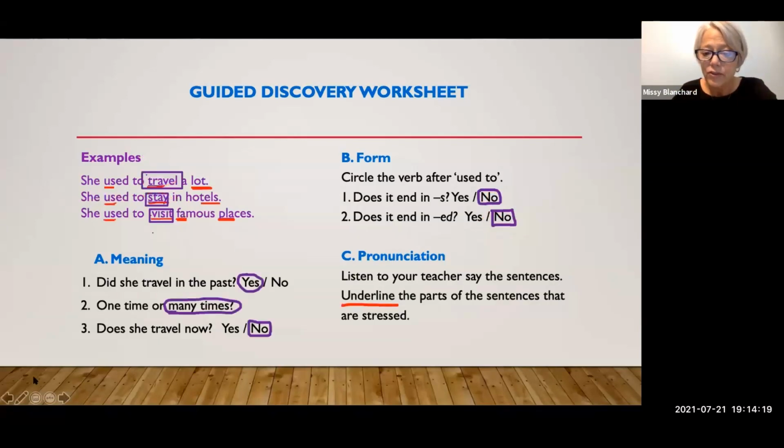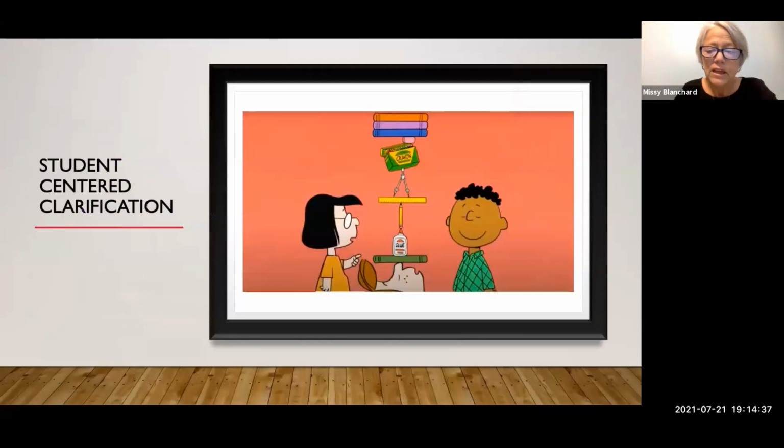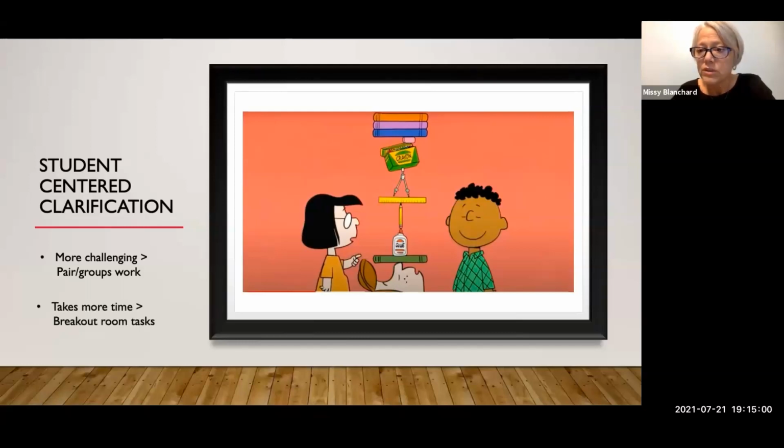So in the end, the answers would look something like this. So notice that the red underline shows the stressed parts of the sentences. And the students would have listened, done that themselves, and then maybe also done some repeating. So student-centered clarification looks more like this than hopefully Lucy falling asleep. It is a little bit more challenging for the students to figure this stuff out on their own. So it's a good idea to do this in pairs or groups. The other thing is that it definitely takes more time.